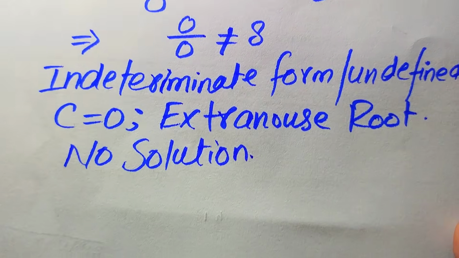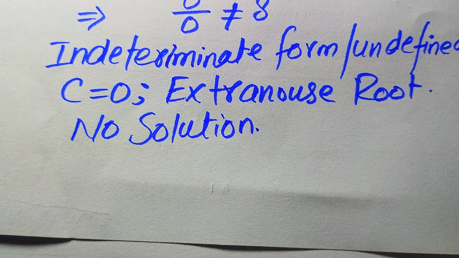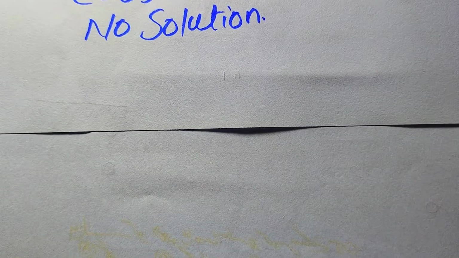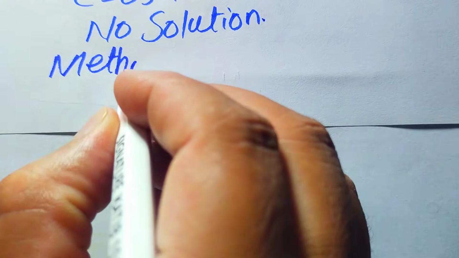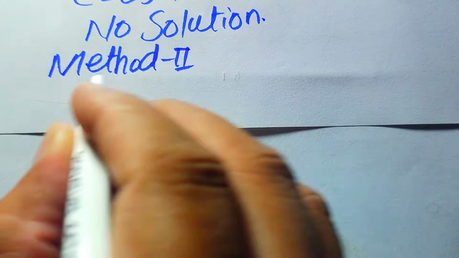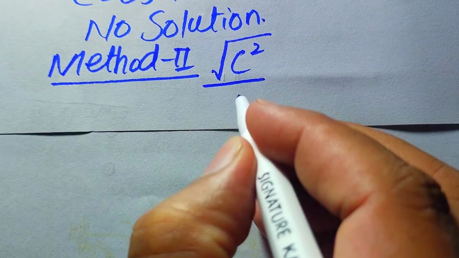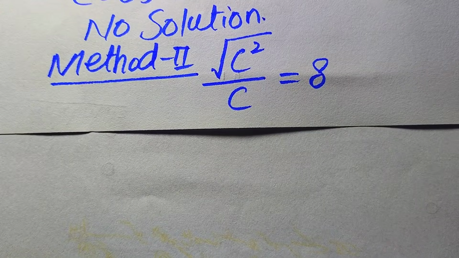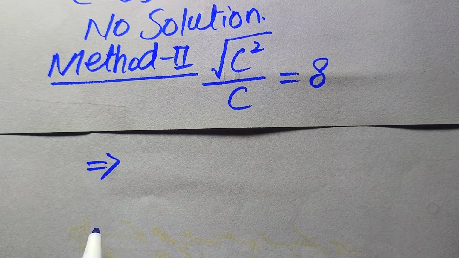So this is our final answer which we get from the first method, and now we again solve this problem by the second method. For the second method, we need to copy down the given question statement here, and the given question statement is written as the square root of c squared divided by c is equal to 8. Our second method is a very straightforward or quick method. Here we quickly determine the solution set of this problem.